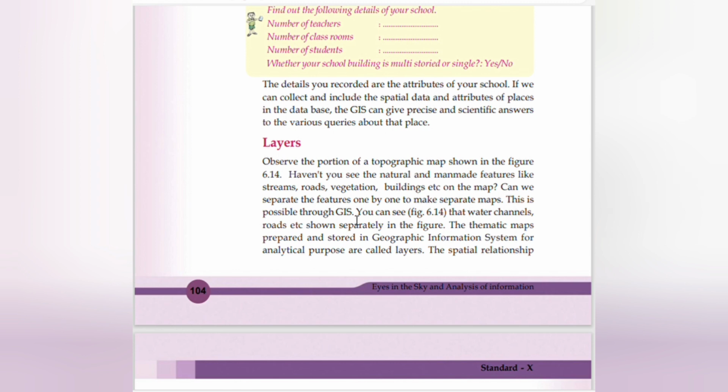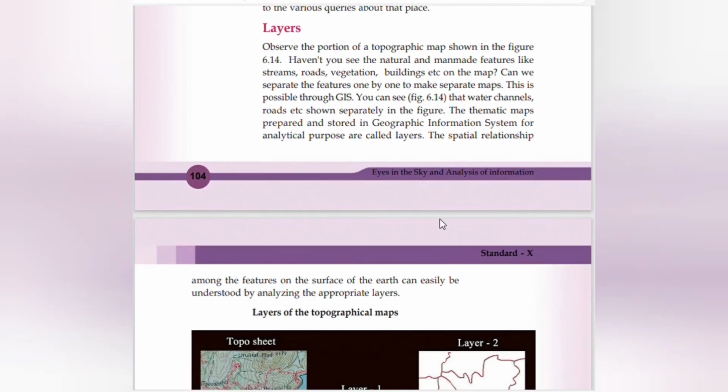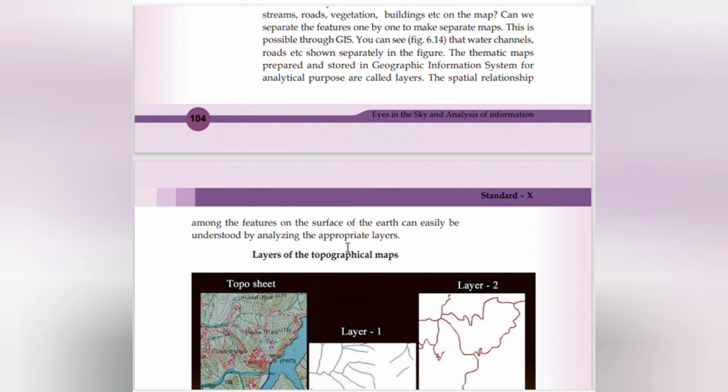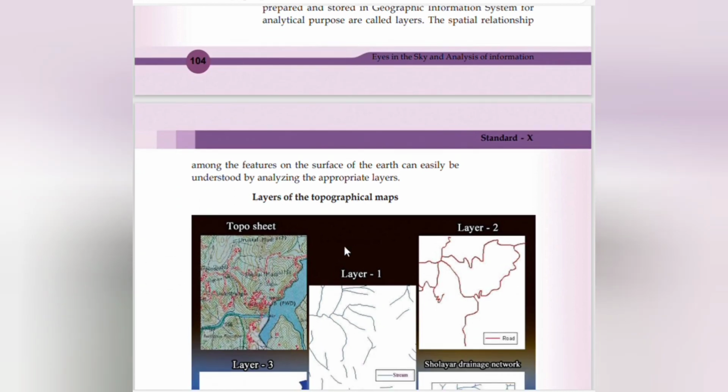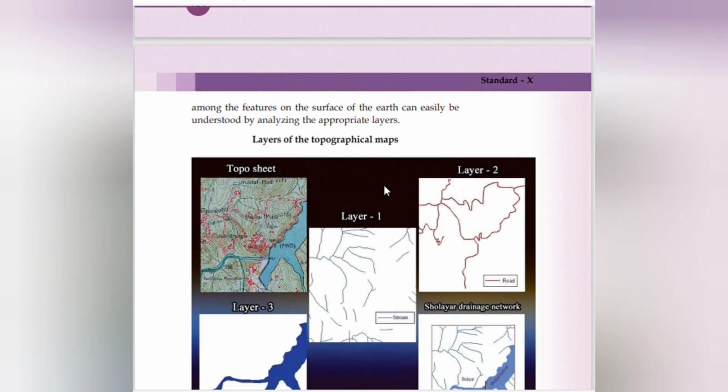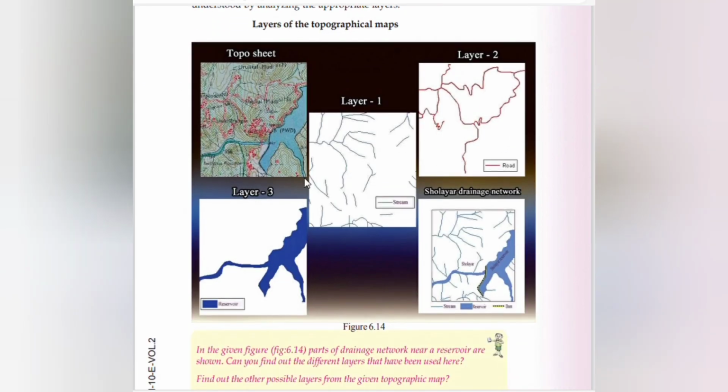This is possible through GIS. You can see that water channels, roads, etc. shown separately in the figure. The thematic maps prepared and stored in Geographic Information System for analytical purpose are called layers. Spatial relationship among the features on the surface of the earth can be understood by analyzing the appropriate layers. Topo sheet layer 1, 2, 3, shoreline drainage network.